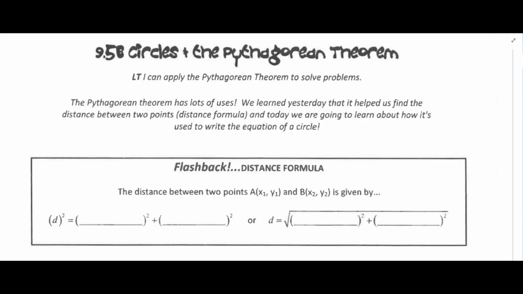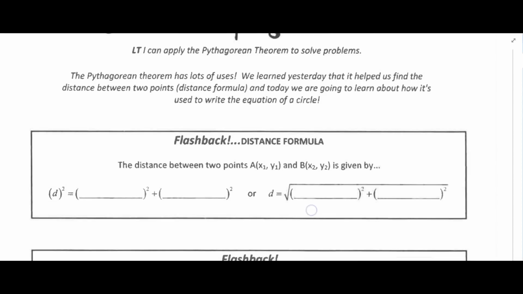All right, in this video we're going to continue with Chapter 9, the Pythagorean Theorem, and we're looking at circles. So we're still using the Pythagorean Theorem, so let's take a look back at what we were doing with distance formula. Now, we've got the distance formula in this box here, but really it's the Pythagorean Theorem.